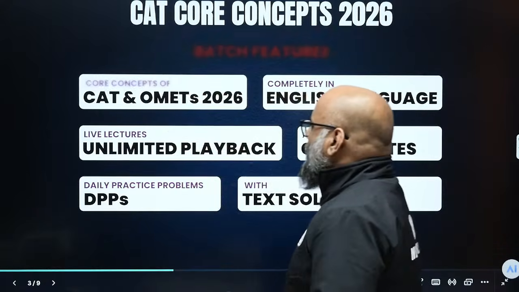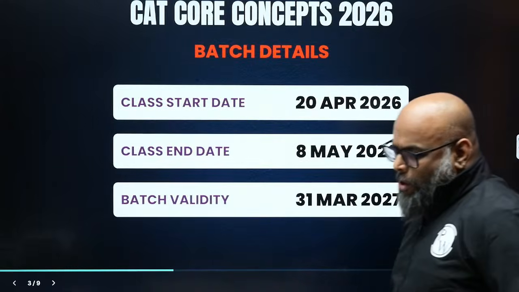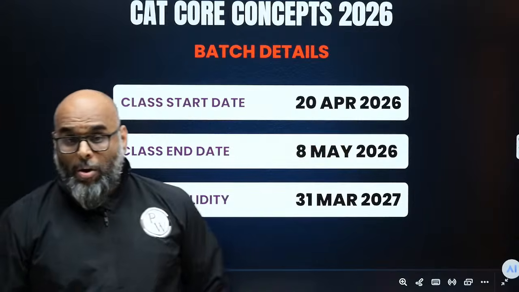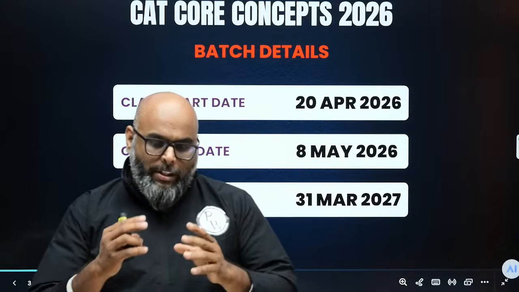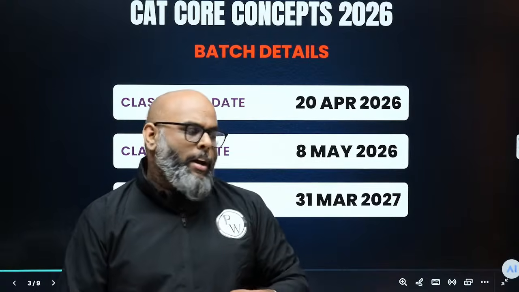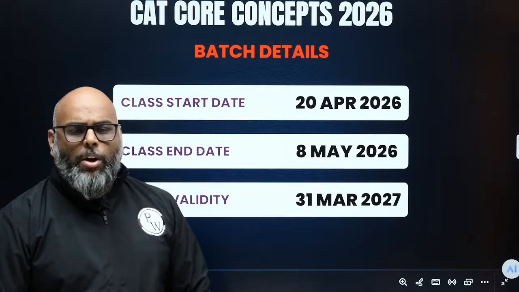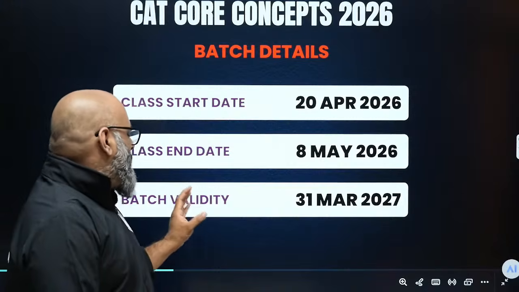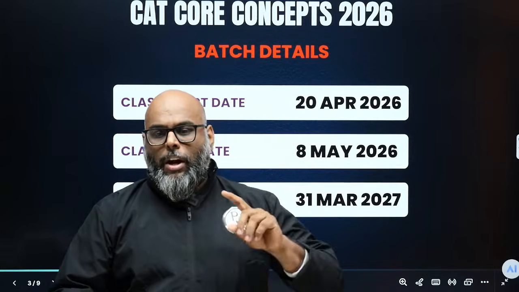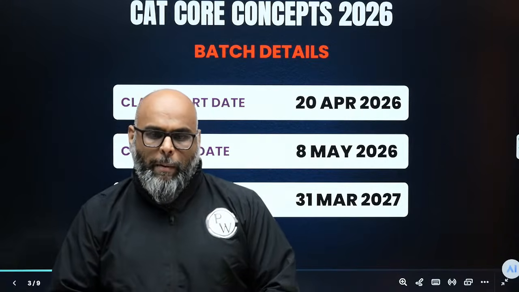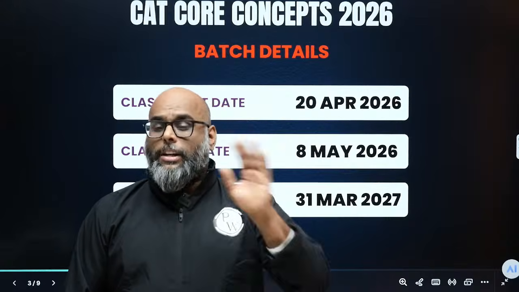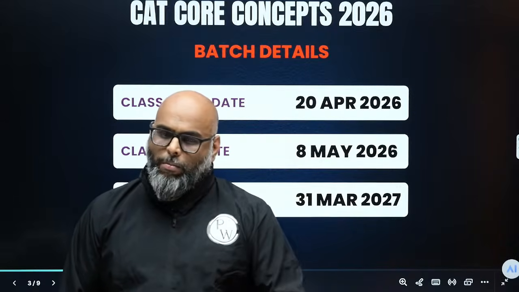Now next, you have to know when it starts and how long it goes. The batch is going to start on 20th April, which is day after tomorrow. You will see the classes go live in another 2 days, every Monday. The classes end on 8th May and the batch validity will be till 27th March. So post your CAT, your MAHCET, whatever exam you are preparing for, you will have this at your disposal until all the tests get over. Which is brilliant.